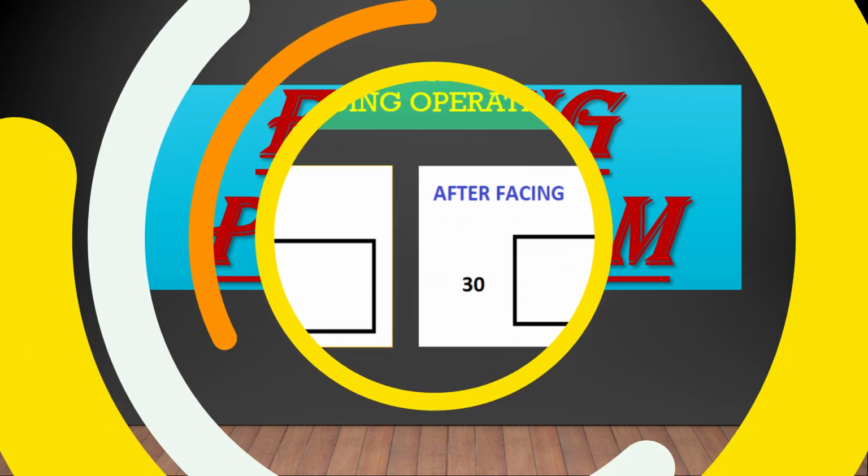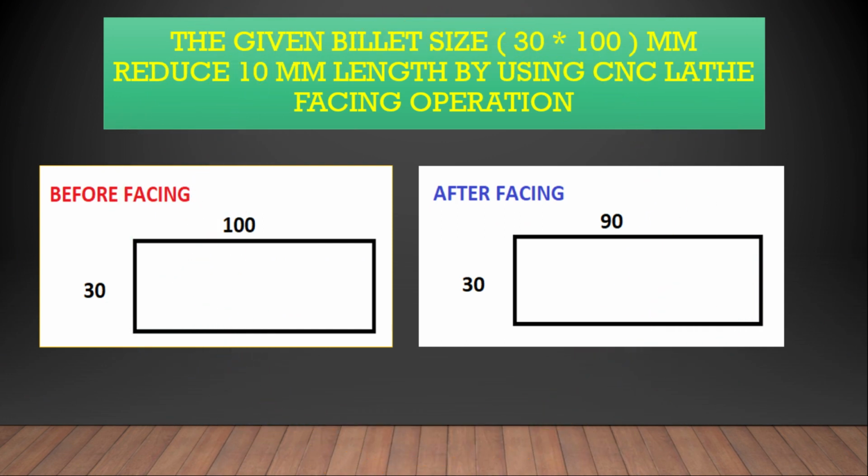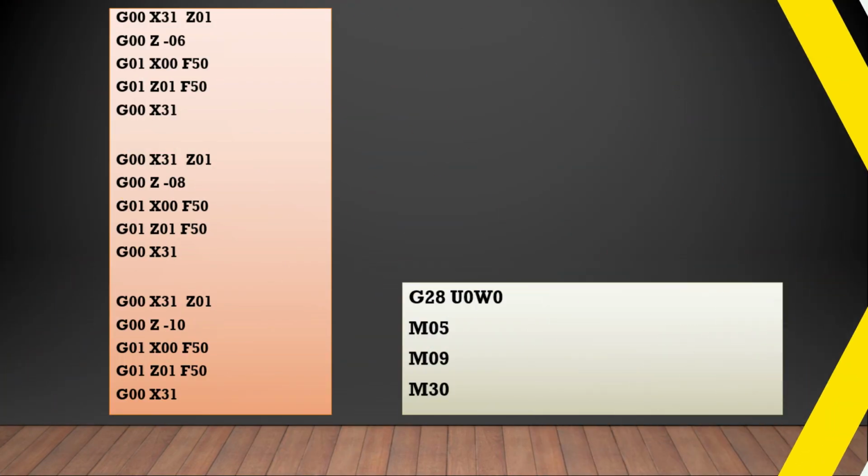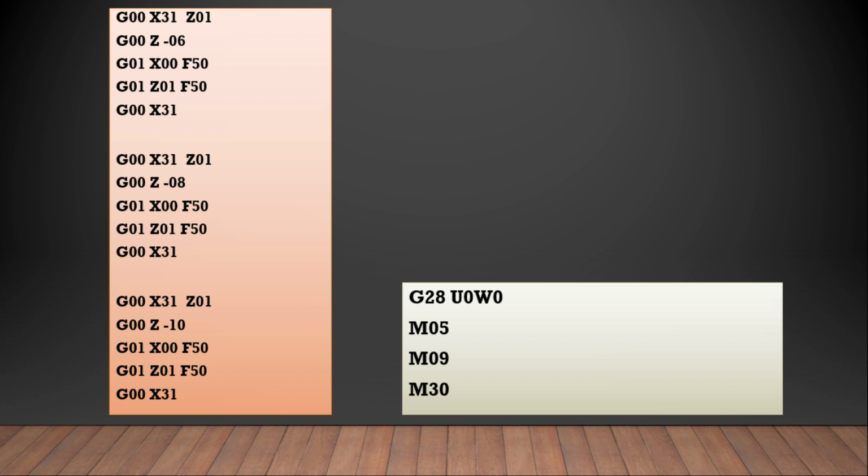Today we start with the facing operation, for which we need the turning machine. The question is like this: we have a billet of size 30 by 100 mm, meaning diameter 30 and length 100. We want to do a facing operation and reduce 10 mm. The diagram shows before facing and after facing, with 10 mm to be reduced. For this I write the full program in the CNC machine, and then the machine operates and finishes the whole program automatically.